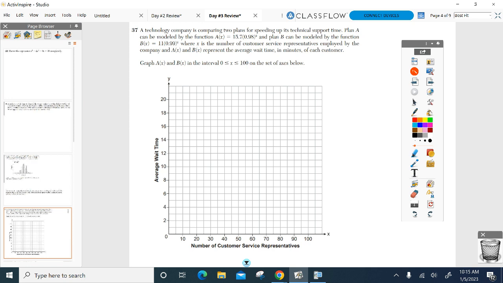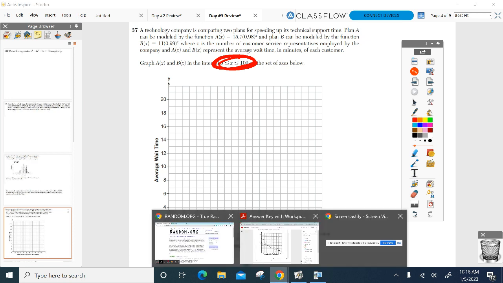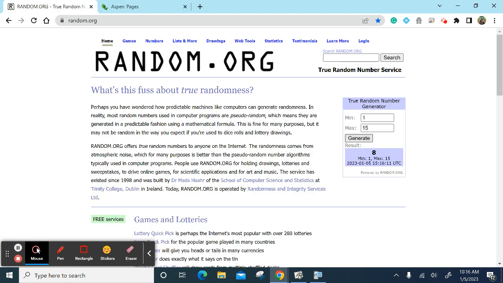All right, so this first part says graph both of them. From where? 0 to? What's this mean here? What's this telling me right here? What do I have to do for my graph? What's that telling me? Your best guess here. Best guess. 8.